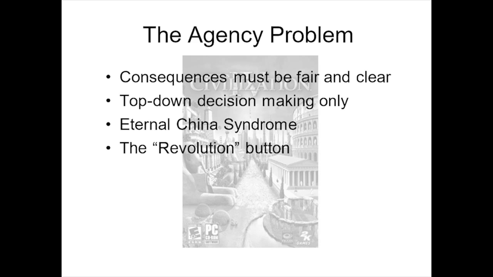In order for Civ to work, there were certain core elements that had to be true. One is that consequences in the game needed to be fair and clear. You need to know exactly what happens when you build a mine on this tile, when you research this technology. It was supposed to mean a specific thing.